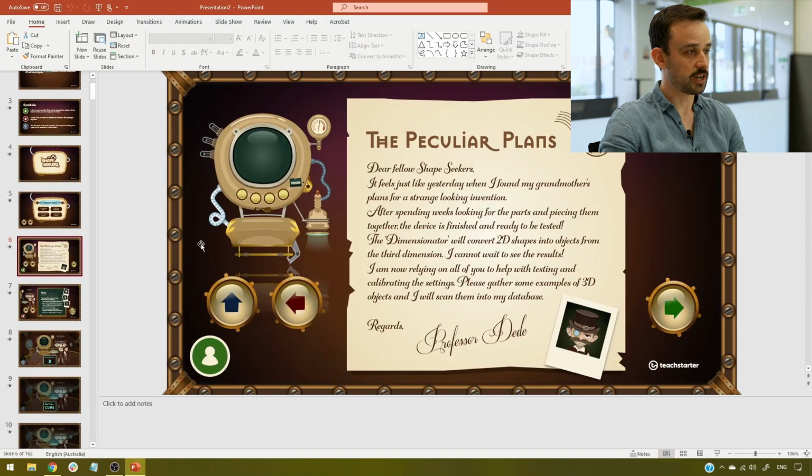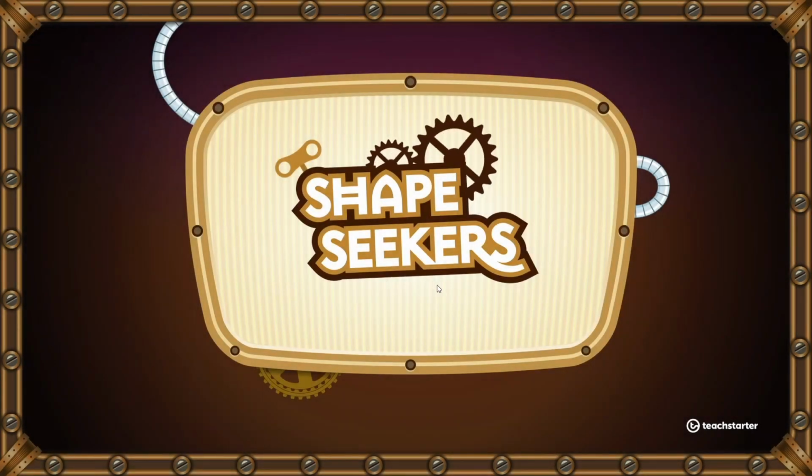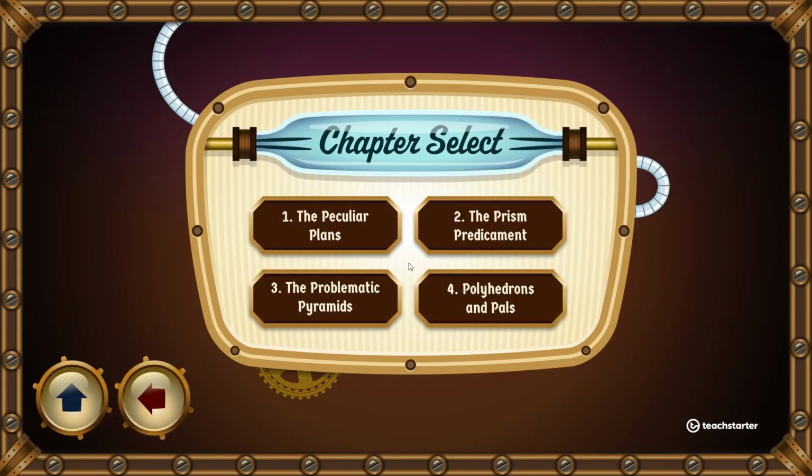So I'm going to start it up by showing the title slide and clicking slideshow. It starts off with some fun animations and a begin button, kind of similar to how a game might start, or a choose your own adventure style option. Here we've got the chapter select, so if you've done one chapter with your students in one lesson, you can easily jump to the next chapter by using these buttons here.